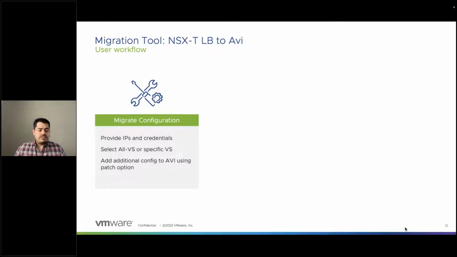If you want, you can push it into the Avi controller. You're not obligated to do that. You can only pull the configuration, analyze it, translate it, and keep it in a file if you want, right? So you will need to provide the IP of the NSX manager and the IP of the AVI controller. So the tool will be able to do the pull and push.